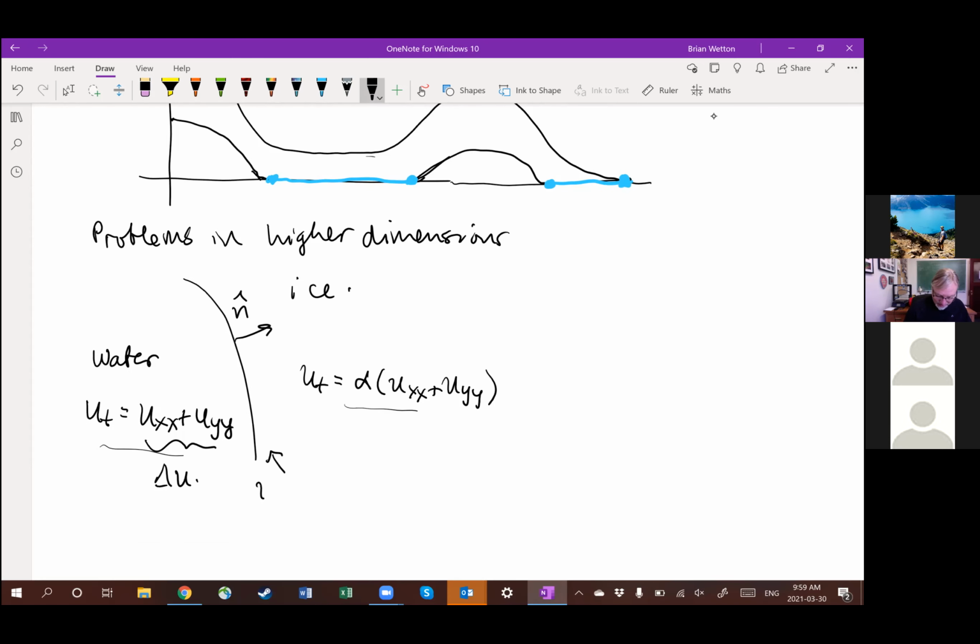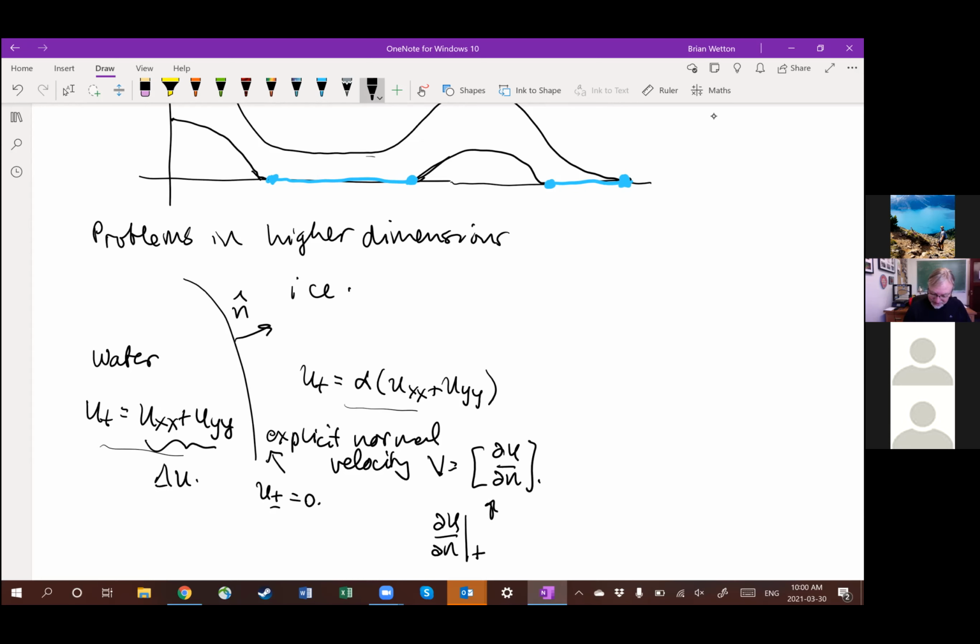And so here you had U plus and minus equal to 0, right? That's two conditions, right? And then you had the explicit normal velocity, which is the jump in the normal derivatives, right? Remember, this is du dn on the positive side minus du dn on the negative side. And you have to be careful of signs, right?